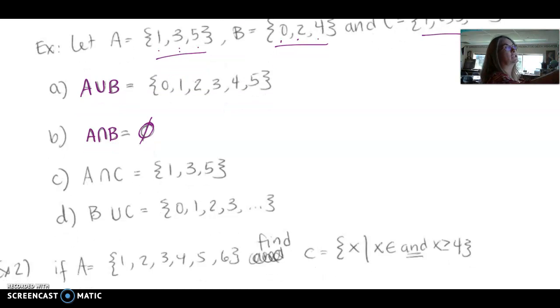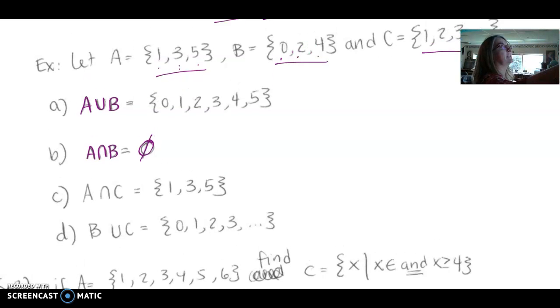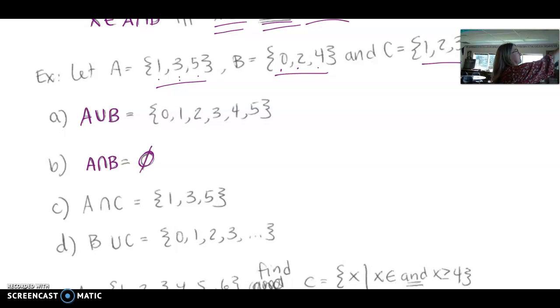What about the intersection of A and C? If we look at that, in A we have 1, 3, 5, and in C we have all the counting numbers, which includes 1, 3, and 5. So the numbers that are in both, A intersect C, would be all the elements that are in A, because those are also in set C.